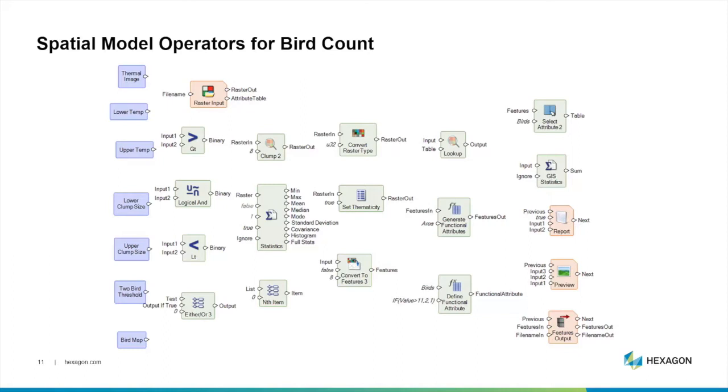I want to be able to convert my result from a raster to a vector, and set things thematically. We really want to take those values and put them together. The nice thing about Imagine is that for any one of these operators, there are examples on how to use them.